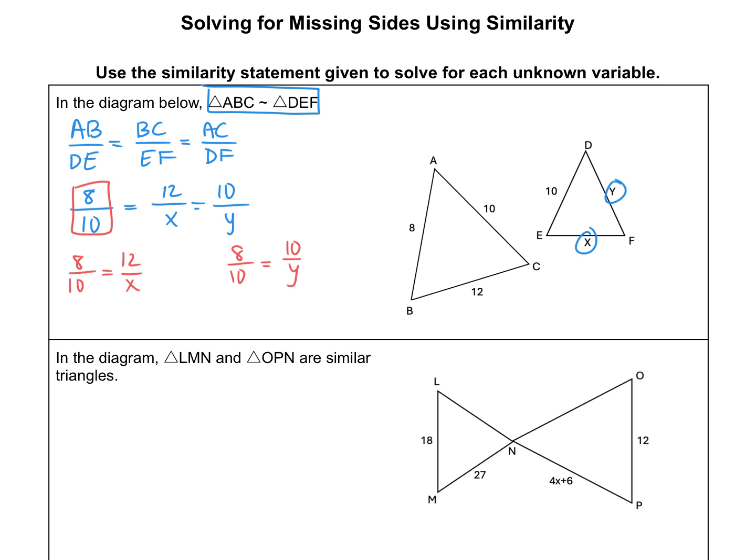And then we're just solving those proportions. So for the first one, I get 120 is equal to 8x. I divide by 8. I definitely don't know what 120 divided by 8 is in my head. So can somebody do that and tell me what you get? 15? Thank you.